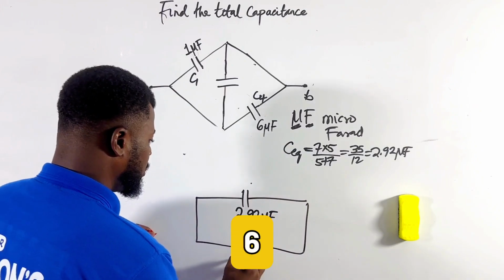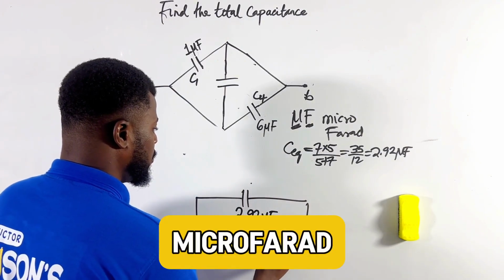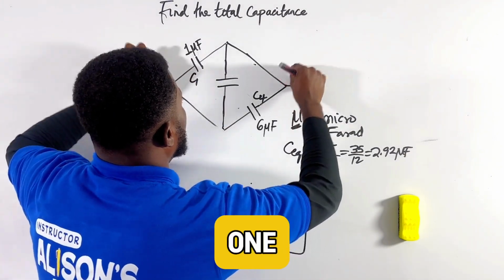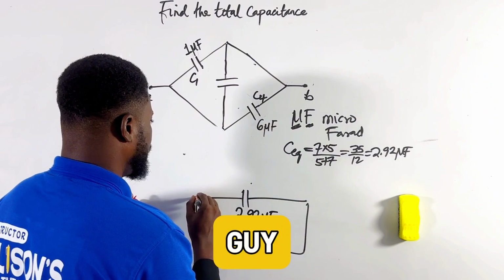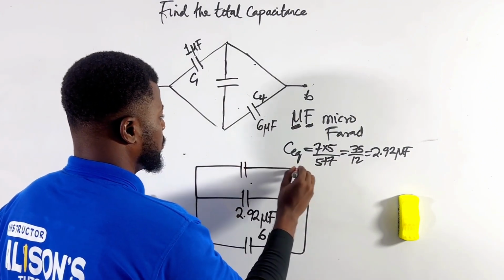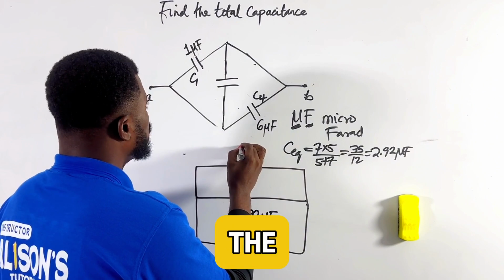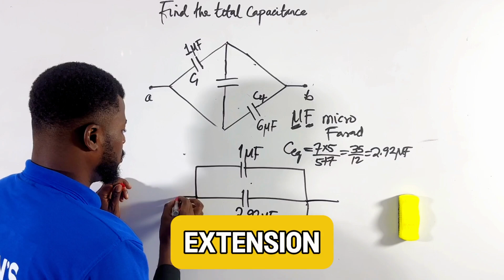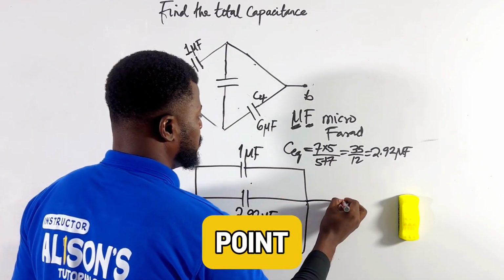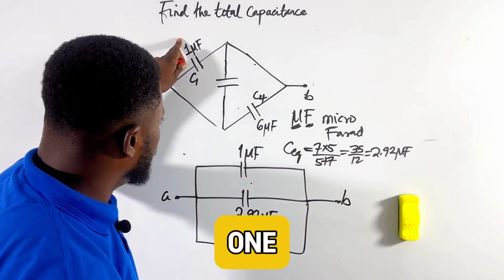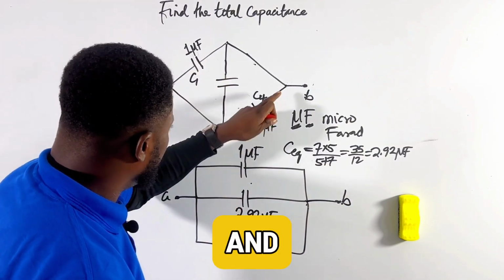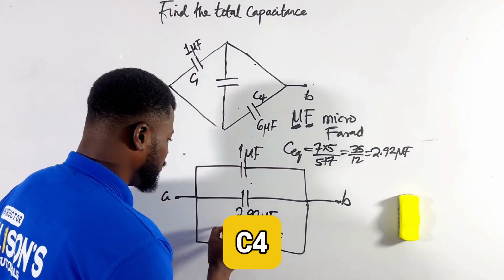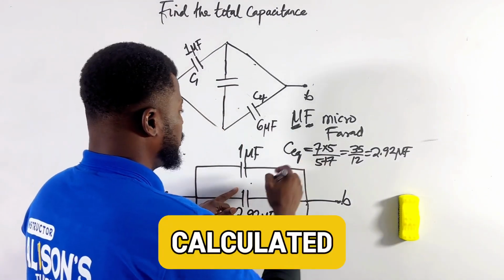That will be this 6 microfarad. Again, this 1 microfarad, if I hold this one and expand it, that will be this guy, which is the 1 microfarad. What about this AB? Look at the extension. This is point A and this is point B. So this one is this one, and this one is this one. That is how simple this could be. So this is your C4. This is the one you calculated, which is the C equivalent.